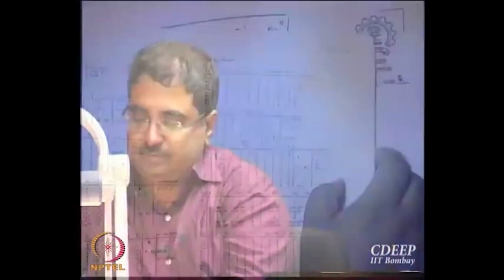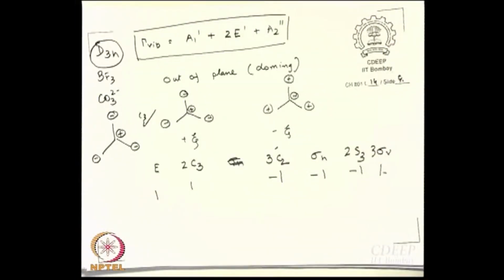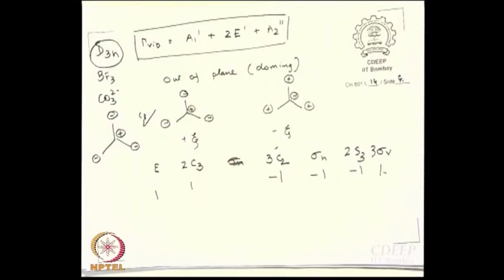Right. What is this? Remember 1, 1, minus 1, minus 1, minus 1, 1. Do I need to compare with the character table? Looking at this, A1 dash, A2 double dash, the only two options are there, right? A1 dash means totally symmetric. And A2 double dash, what is the meaning of double dash? Yeah, double dash means it is antisymmetric with respect to sigma h. This is definitely antisymmetric with respect to sigma h.